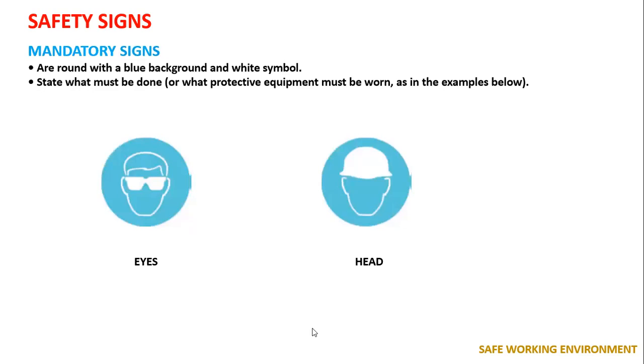Another type of safety signage is the mandatory signs. These are round with a blue background and white symbol. It states what must be done or what protective equipment must be worn. For example, in the first picture, we see the eye protection. Then in the second picture, we see the head protection, the helmet. So the mandatory sign must be followed. It is compulsory to follow the mandatory sign.